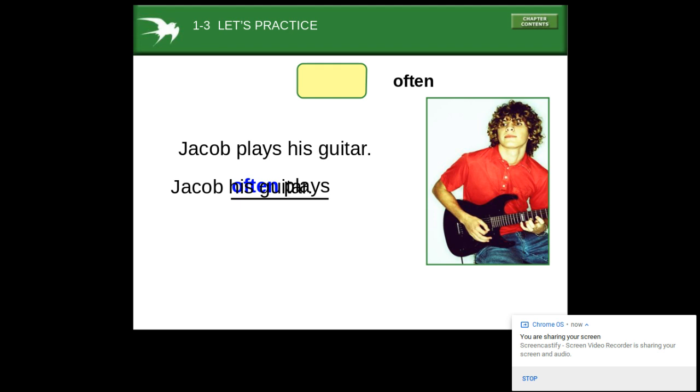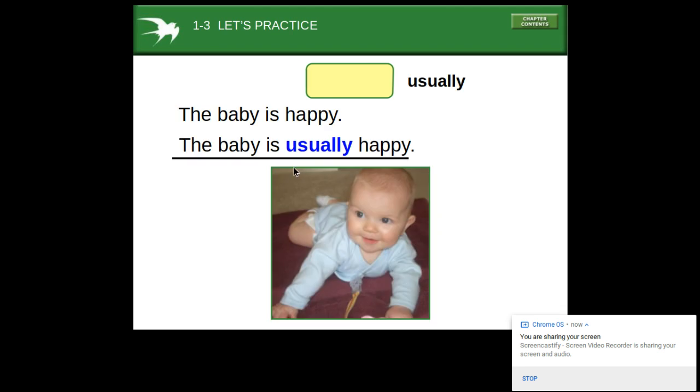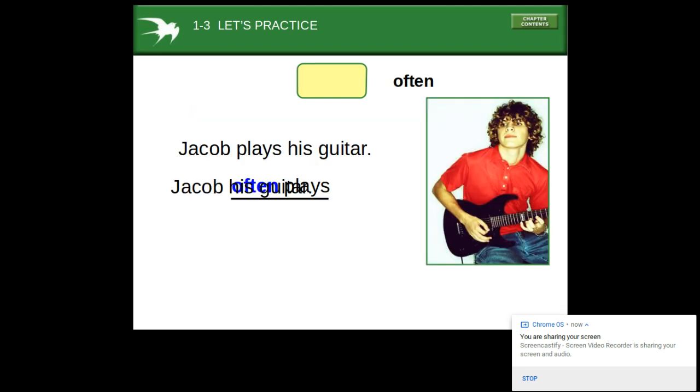Okay, this is a little bit hard to read. Jacob plays his guitar. I think it says Jacob often plays his guitar. Let me go back. Whoops. Jacob often plays his guitar.